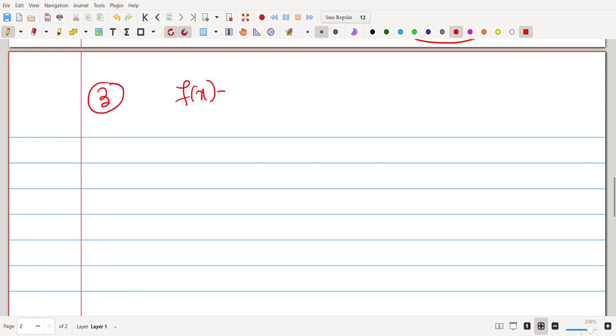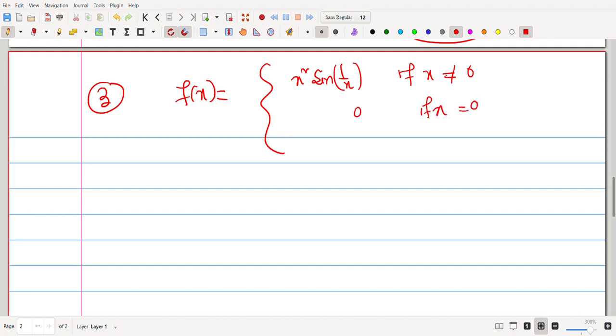So f(x) is given by x square sine 1 by x if x not equal to 0 and 0 if x equal to 0, right? So clearly for x equal to 1 by n pi, f of 1 by n pi is 0. So that means the set of all zeros is not a finite set, right? Not a finite set.